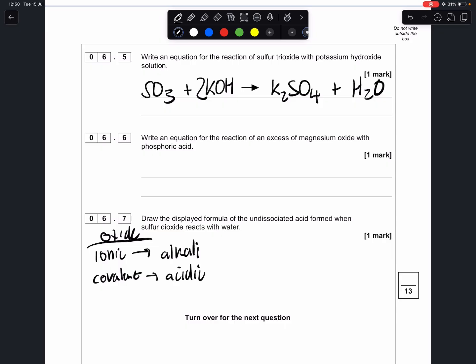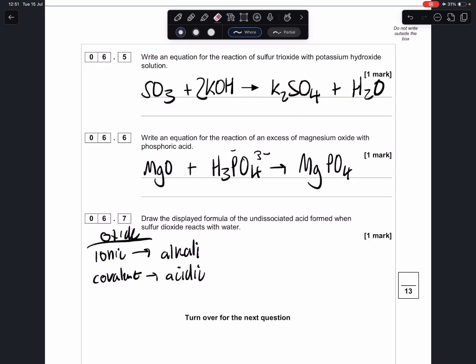So if we've got our magnesium oxide and we're reacting with our phosphoric acid, if you remember that is H3PO4, we're going to form a salt and water. So we see we've got the phosphate ion here, and we've got our magnesium here. So we can form magnesium phosphate. However, this isn't balanced because we remember, this is 3- because there are 3 hydrogens here. So therefore 3-, 3+, hypothetically.